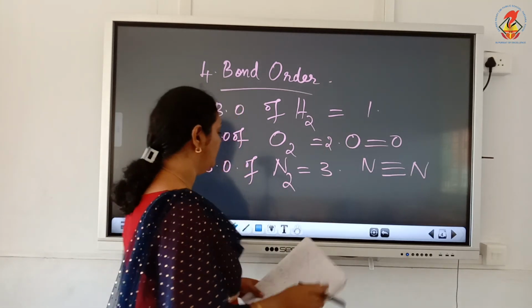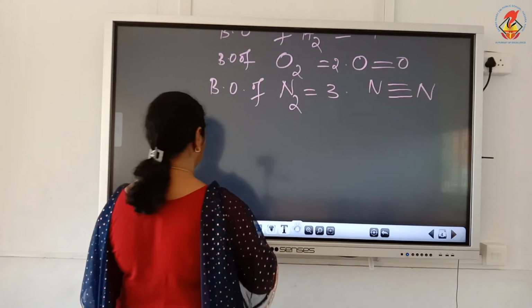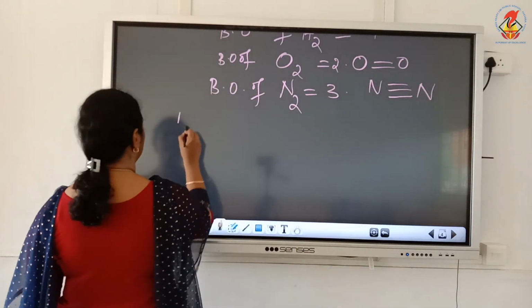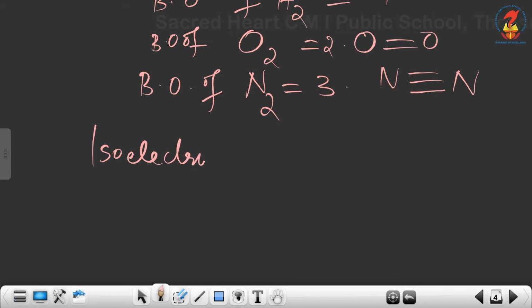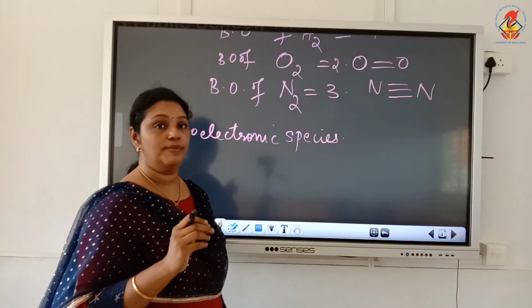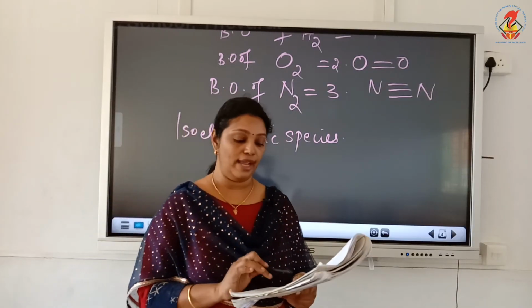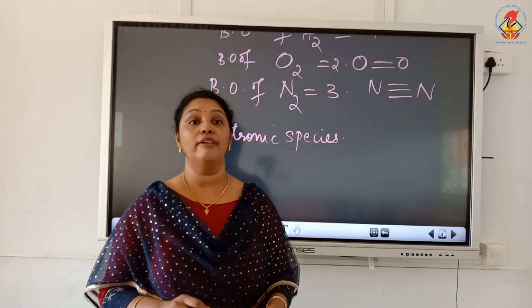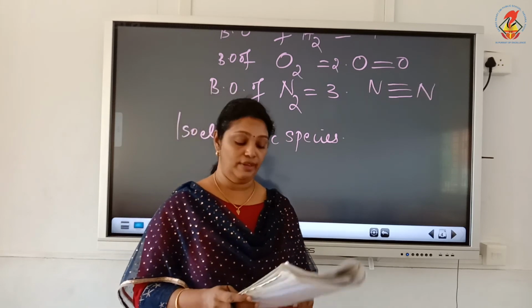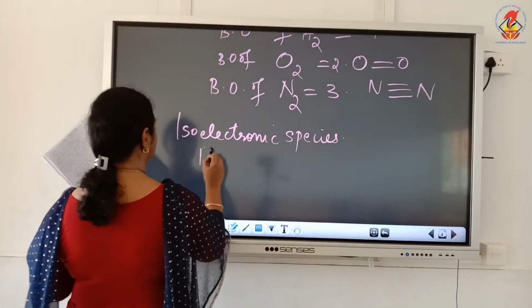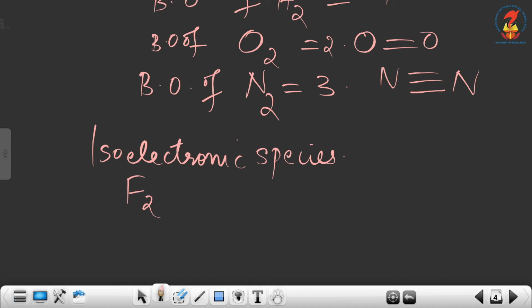Now here you have to note something: isoelectronic species. What do you mean by isoelectronic species? Species which have the same number of electrons. Isoelectronic species have identical bond order. For example, F2, fluorine. You know it exists as F minus F. So bond order will be equal to 1.